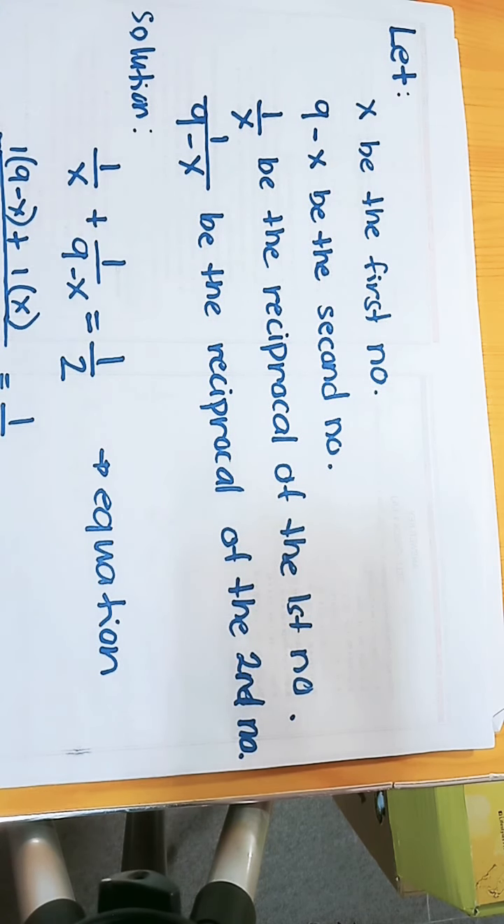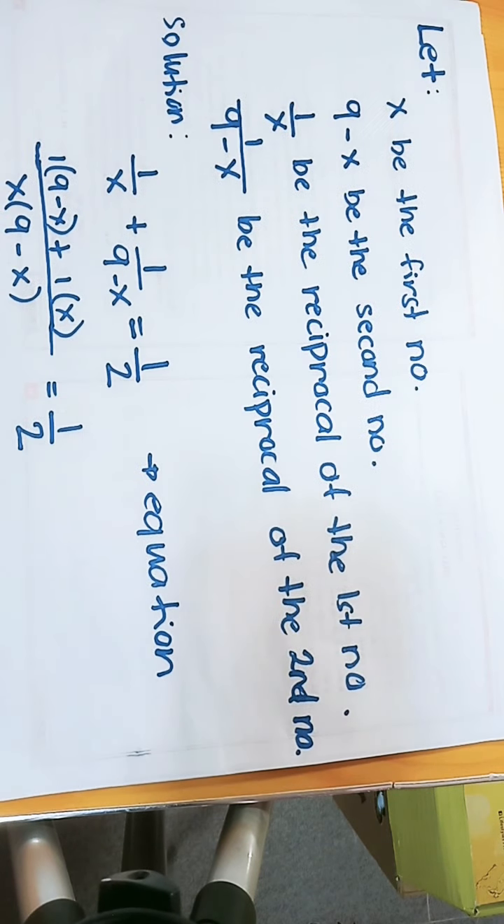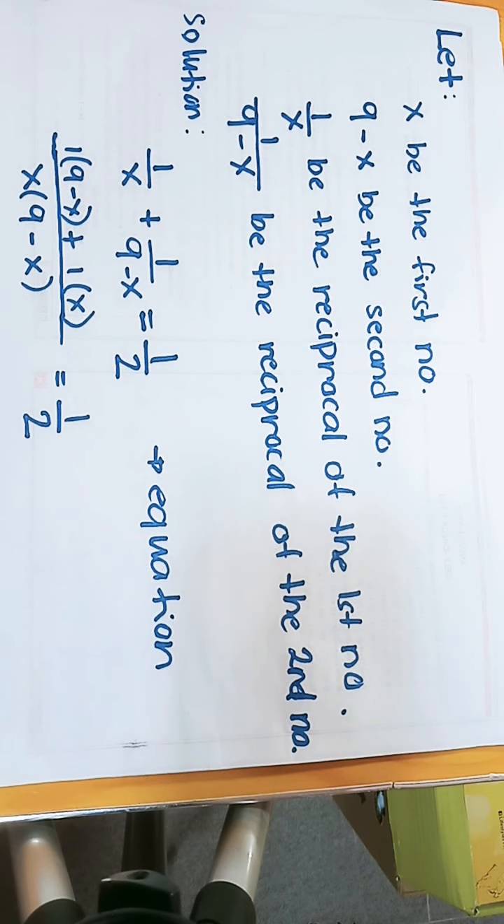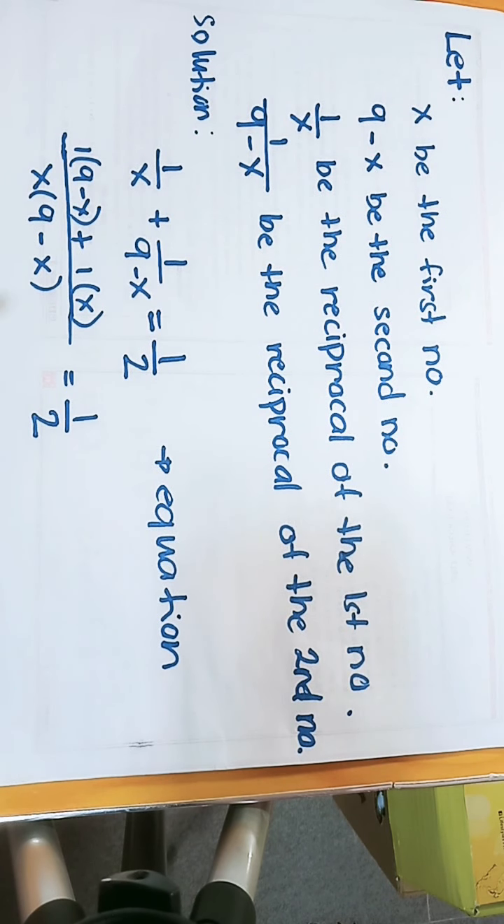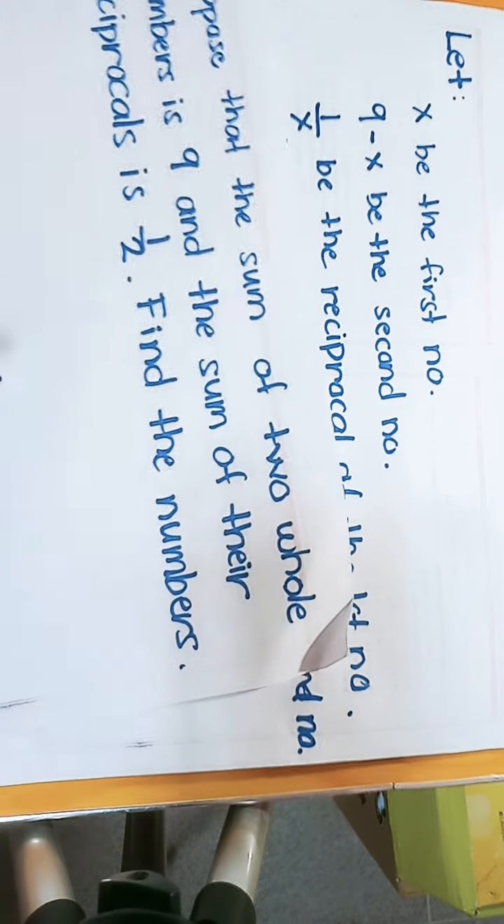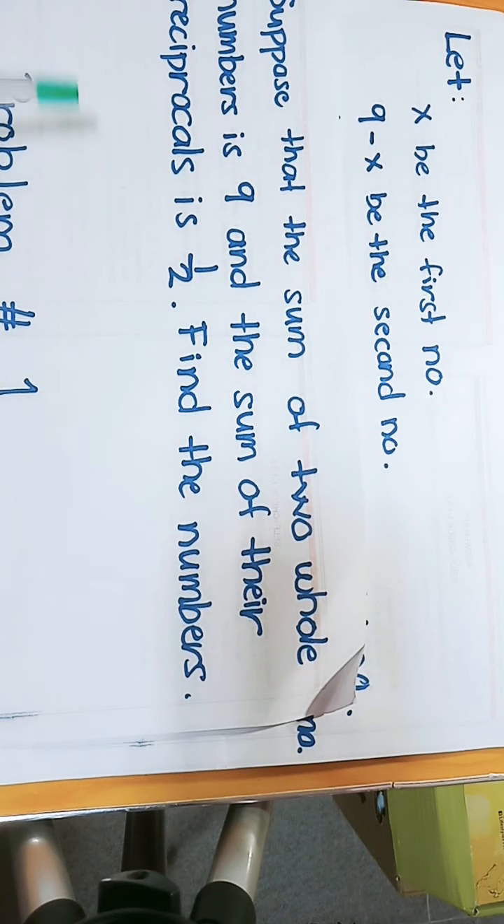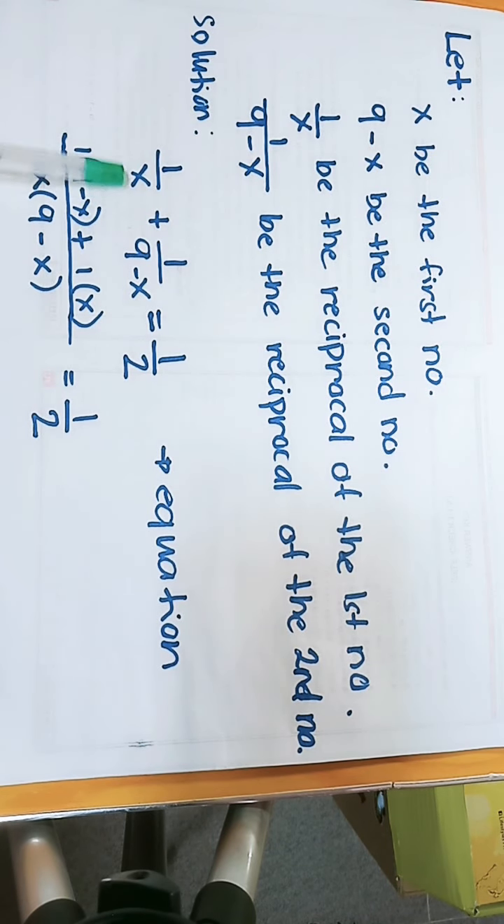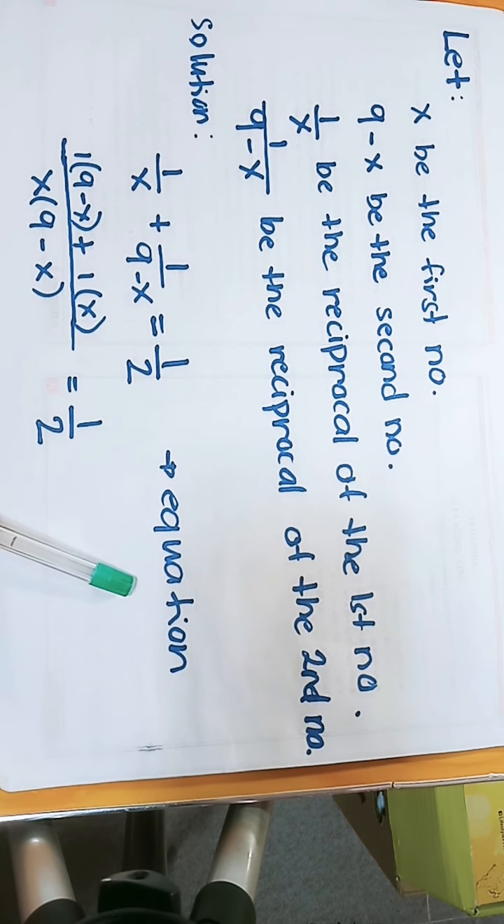So, for the solution, kailangan magaling ka gumawa ng equation. So, ang sikreto dito, dapat tama yung iyong susulat na equation based dun sa ating problem. So, sabi sa problem, balikan lang natin, the sum of their reciprocals is 1/2. Kaya nakabuo tayo dito ng equation. Ang sum ng kanilang reciprocal ay 1/2. So, that will be our equation.